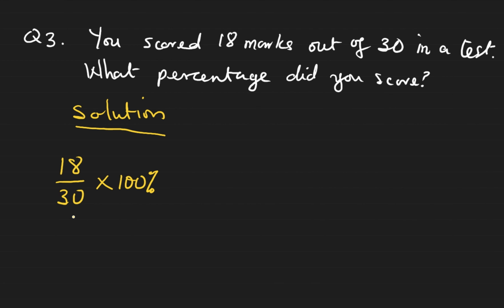All right, let's do some cancellation. First, 3 goes here 10 times, 3 goes here 6 times. What else can happen? 10 goes here 1, 10 goes here 10 times.